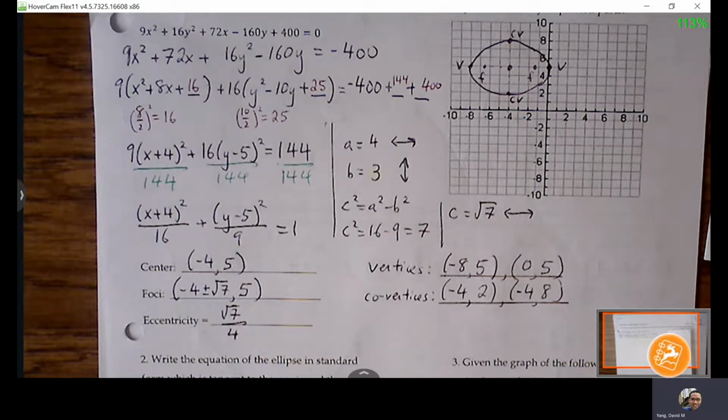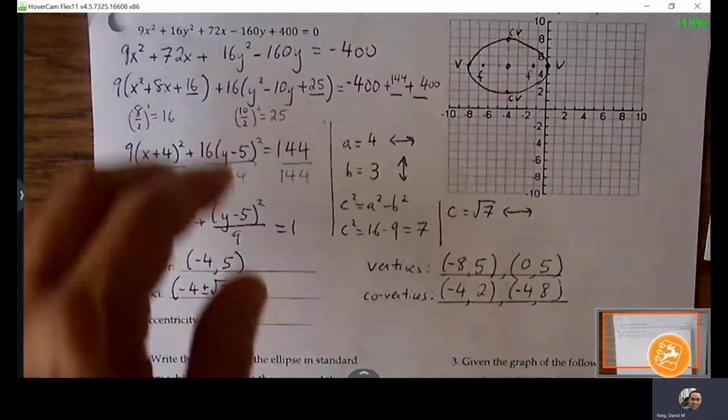Tangent just means that your ellipse will touch the X and Y axis. And if you know that it's just going to touch, skim the surface of those lines, then you can have an idea how your A and B value is going to look, and you can sketch your ellipse as well.